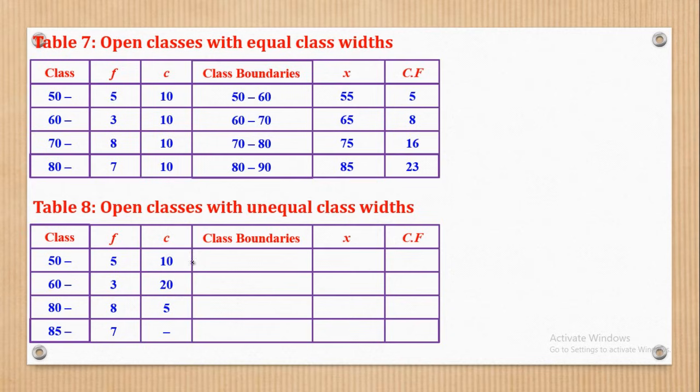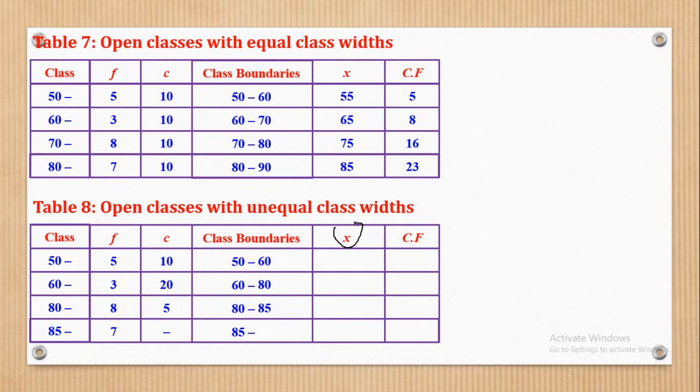Now that I've put a dash, we are going ahead and put our class boundaries. For class boundaries, first we are going to write these ones still. Then from there, get this one, put it here. Get this, put it here. Get this, put it here. Now here you don't have any value which you can add to this to get the upper class boundary. So what we do, we also leave it blank.